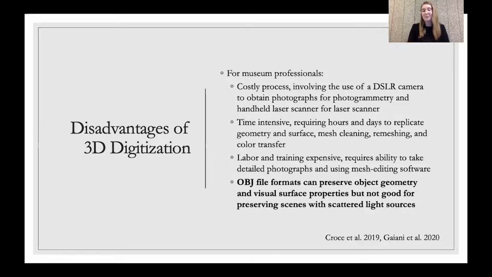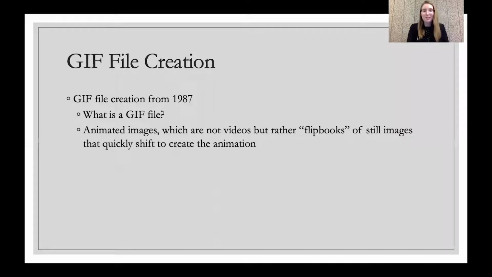OBJ file formats can preserve object geometry and visual surface properties, but they're not good for preserving scenes of scattered light sources. Therefore, I propose the alternative of GIF file creation. Before the advent of 3D digitization, digital video was a cost-effective alternative for creating 3D models, showing the promise of GIF files. A GIF file is an image file, and just like JPEG or PNG, a 2D file image, this is a format that can be used to save 2D images, still images.